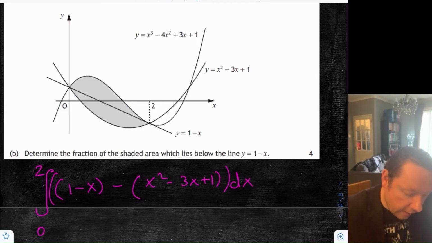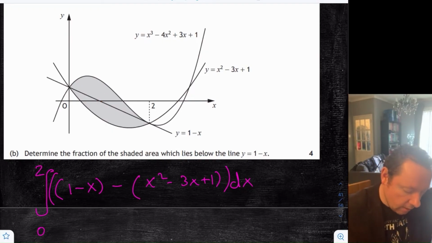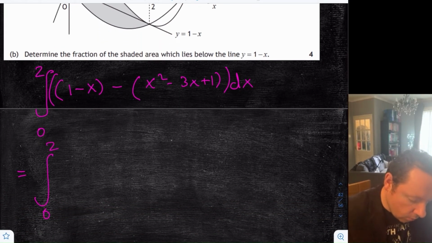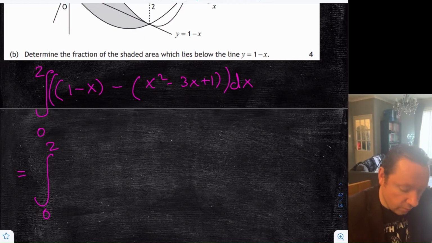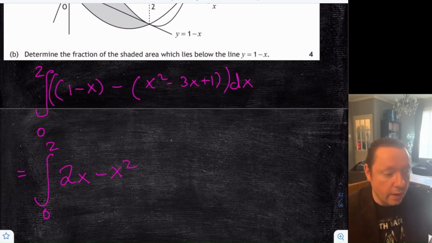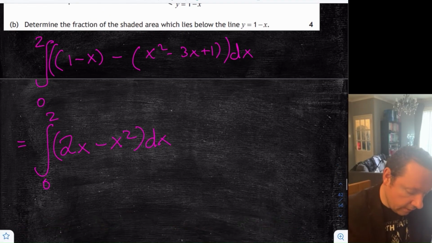dx. Alternatively, you could have done this minus a line and then with a fraction left over to make a complete whole. It's your choice. I'm going to do it this way. So that gives me the integral between 0 and 2 of 1 minus 1 is 0. I've got minus x minus 3x. So that's 3x minus x is 2x. Then I've got minus x squared as well. So you get 2x minus x squared, a nice simple function to integrate.